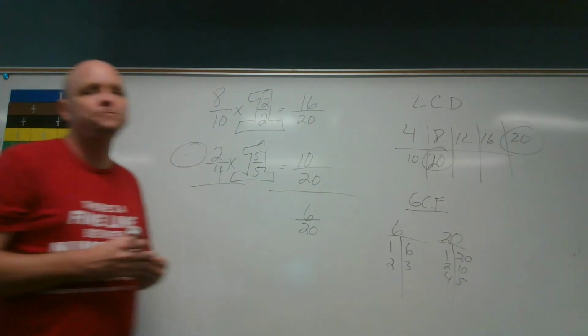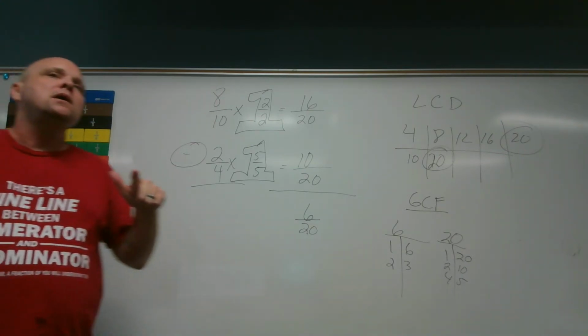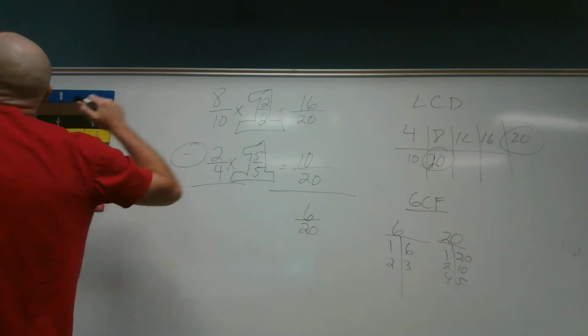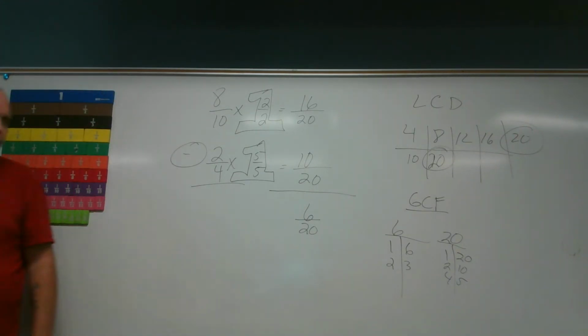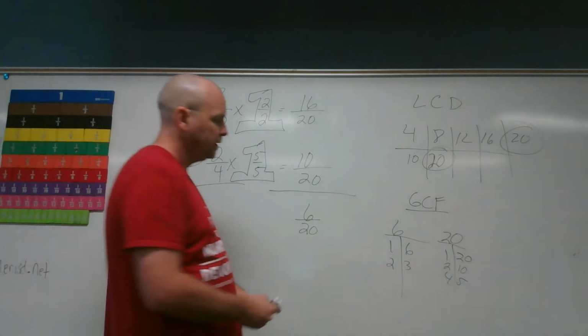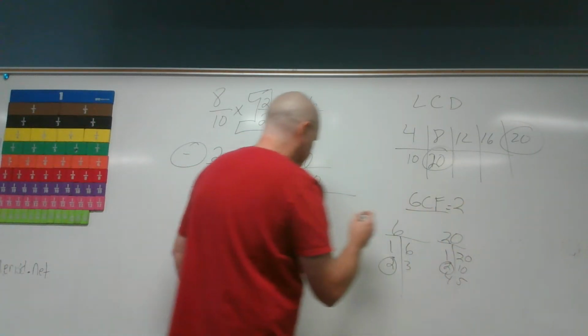1 times 20, 2 times 10, 4 times 5. Okay, good. So now we have all our factor pairs for both our numerator and denominator. Mariah, what is the biggest one they have in common? It's 2. That tells me my greatest common factor is 2. So I did it right.